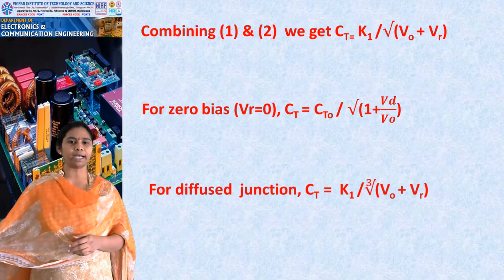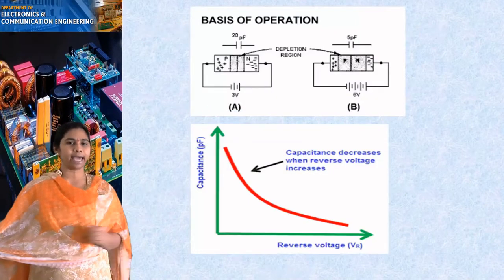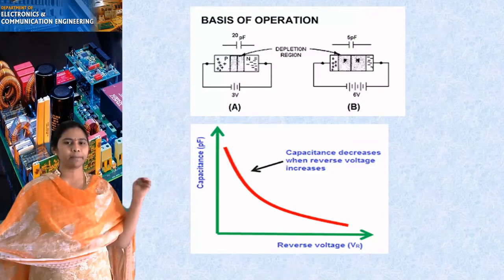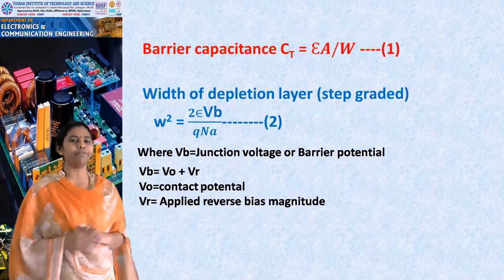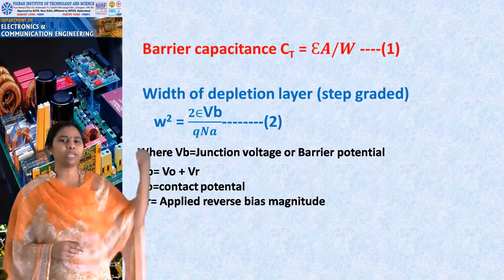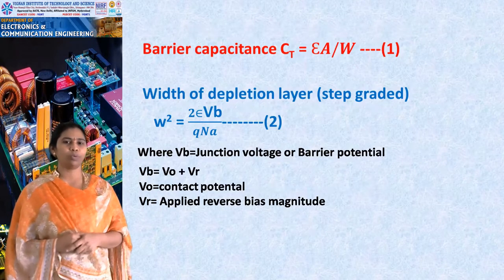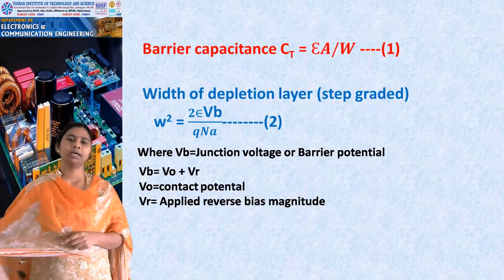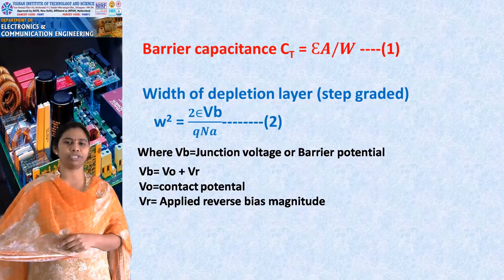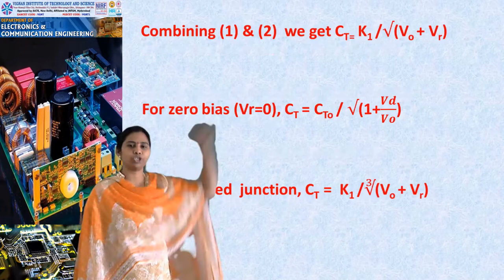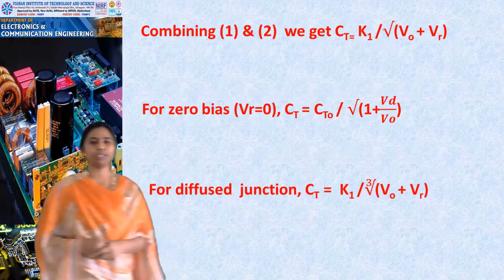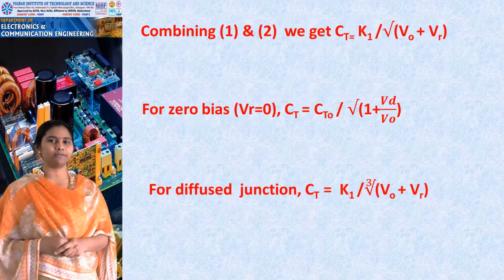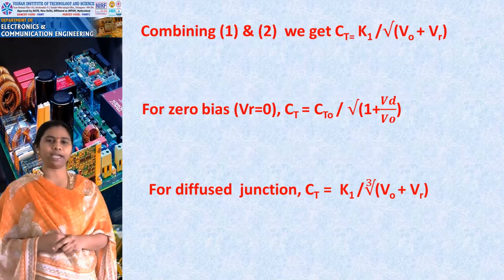So this is about the Varactor diode and its characteristics, where the capacitance will decrease with the increase of the reverse bias voltage. That is given with the equation of transition capacitance. You combine it with the equation of the width of the depletion layer, which we have derived already for a step graded junction. The same thing can be applied for the diffused junction too. One will be proportional to the square root value, another will be proportional to the cube root value. So these are the equations for the transition capacitance, which depends upon the applied voltage and the contact potential for a given Varactor diode.